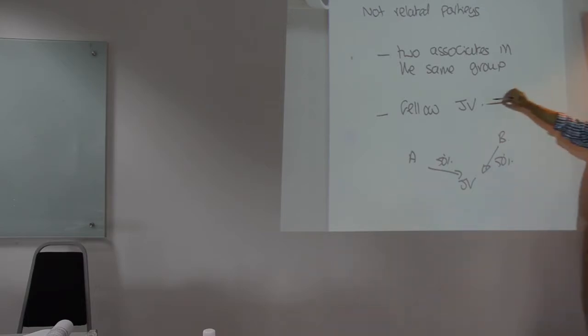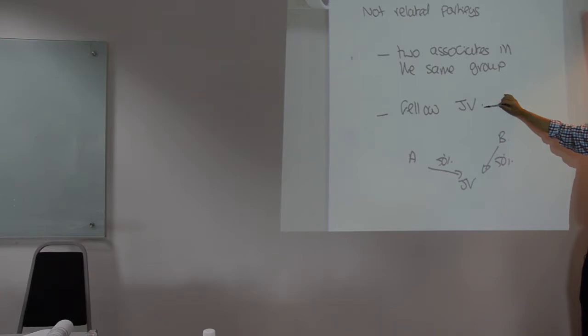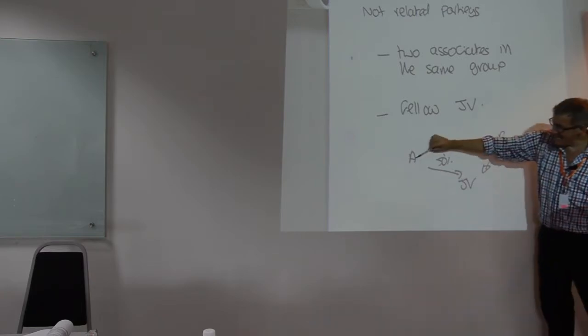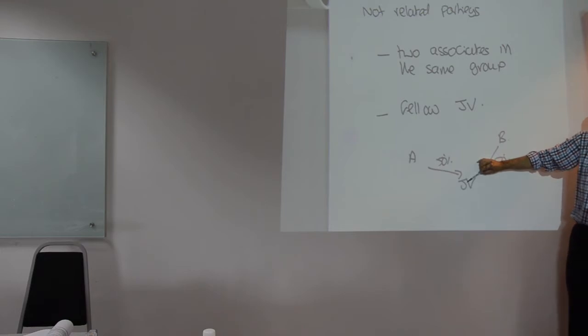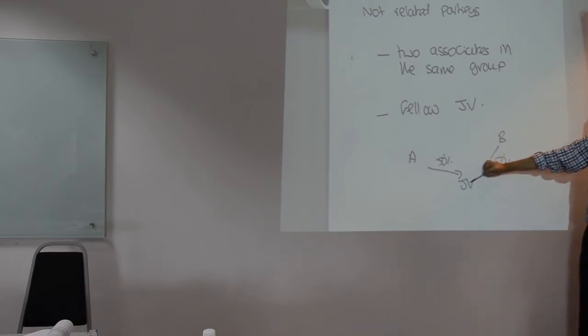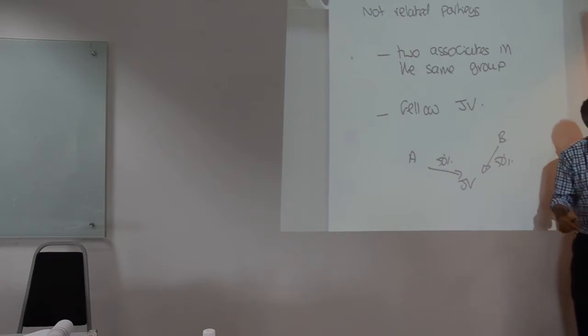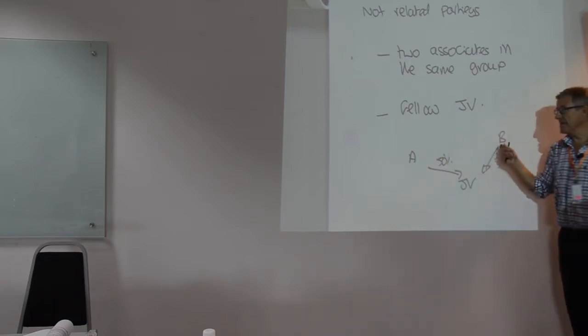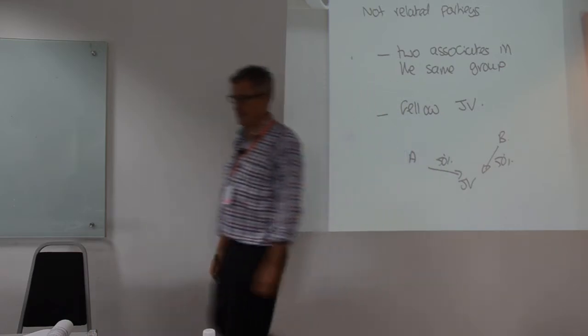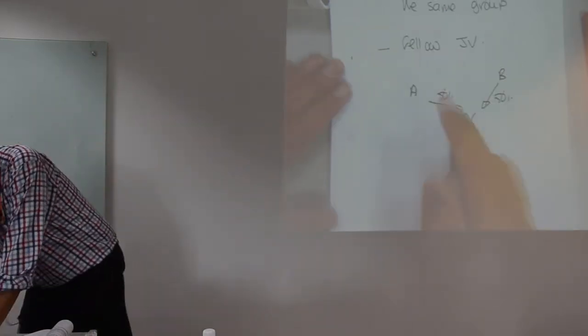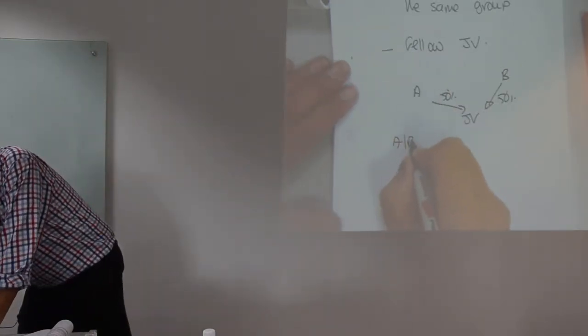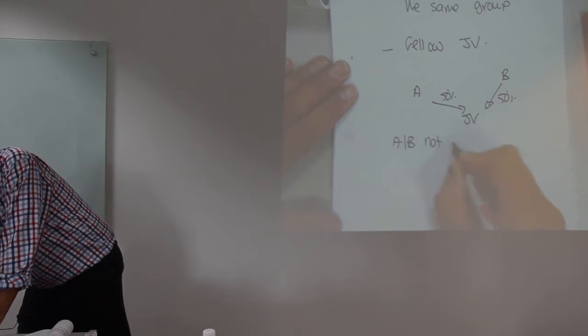And your fellow joint venturer, now I've got to be a little bit careful when I say this, so I'll do a little diagram for you. A is related to the joint venture, B is related to the joint venture, but A and B are not related. A, B are not related parties.